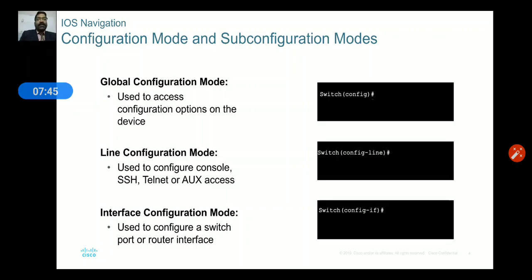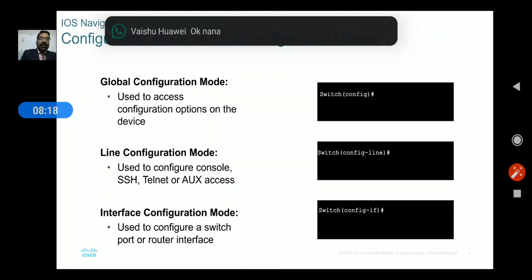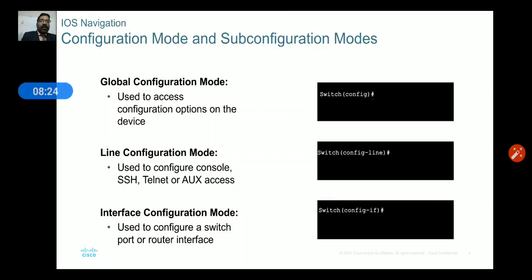Look at the right side. The line mode is represented by the prompt, the device name followed by config-line hash. Like that, the interface mode is represented by the device name followed by config-if hash. So now you can easily understand: if the prompt displays switch config-if hash, you are in which mode? You are in interface mode. If the prompt displays switch config-line, which mode are we in? We are in line configuration mode.